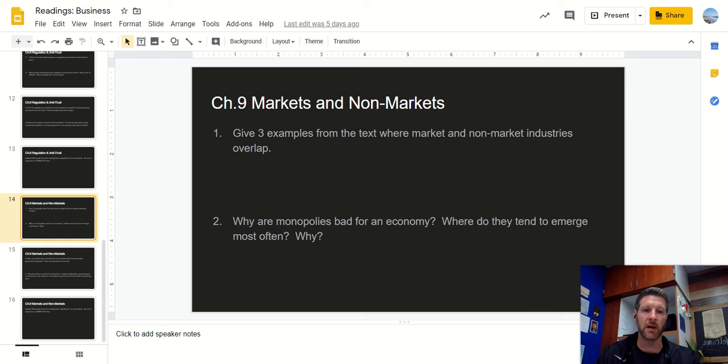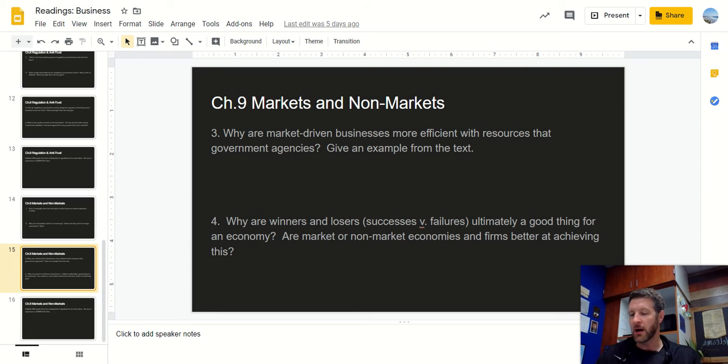Unless you're in a non-market government-run industry. And then you're going to have these destructive, inefficient monopolies. Question number 3. Why are market-driven businesses more efficient with resources than government agencies? Give an example from the text.